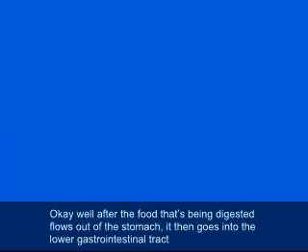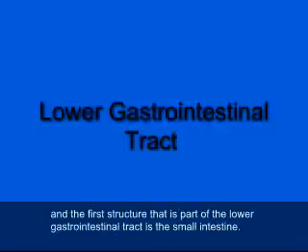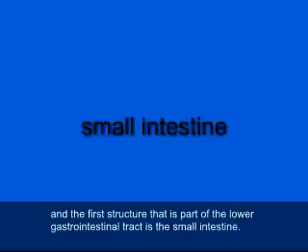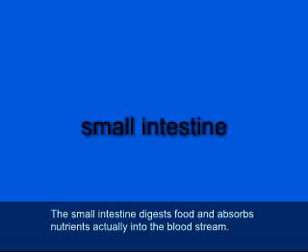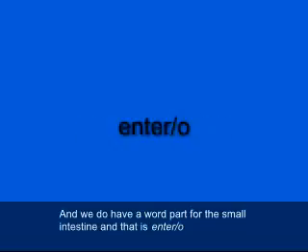Okay, well, after the food that's being digested flows out of the stomach, it then goes into the lower gastrointestinal tract. And the first structure that is part of the lower gastrointestinal tract is the small intestine. The small intestine digests food and absorbs nutrients into the bloodstream. And we do have a word part for small intestine, and that is entero, E-N-T-E-R/O.